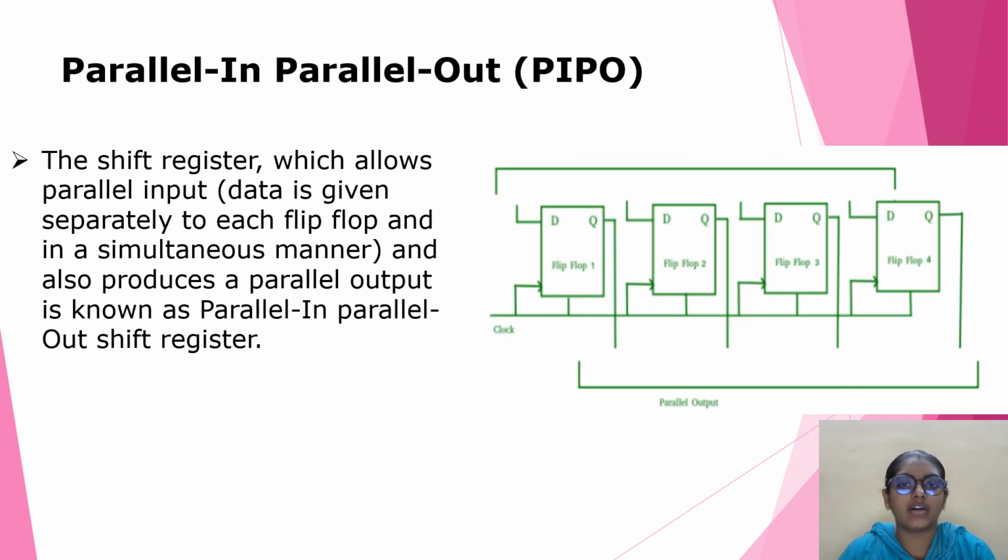Parallel in, parallel out, PIPO. The shift register which allows parallel input, that is data is given separately to each flip-flop and in a simultaneous manner and also produces a parallel output, is known as parallel in, parallel out shift register.